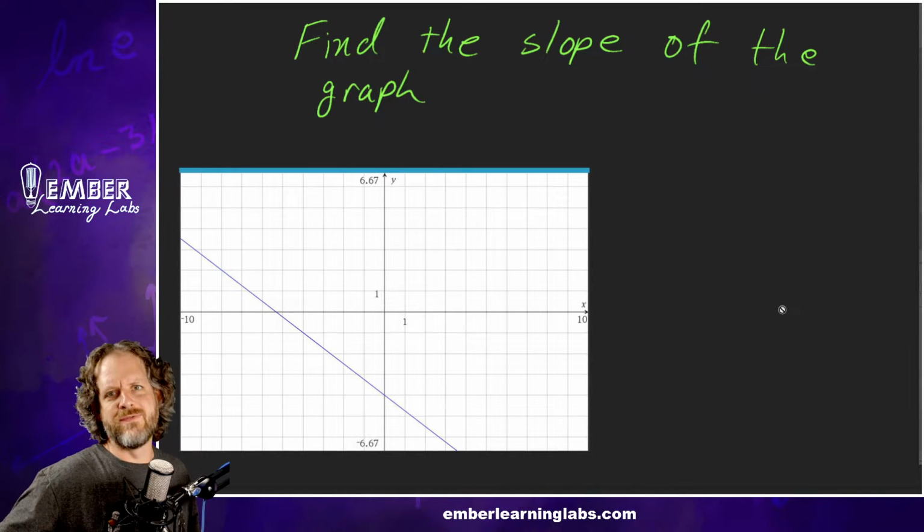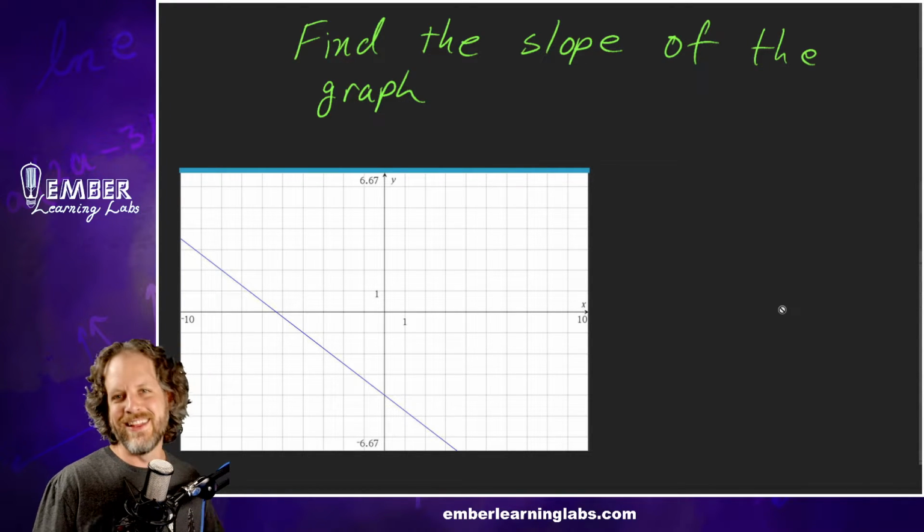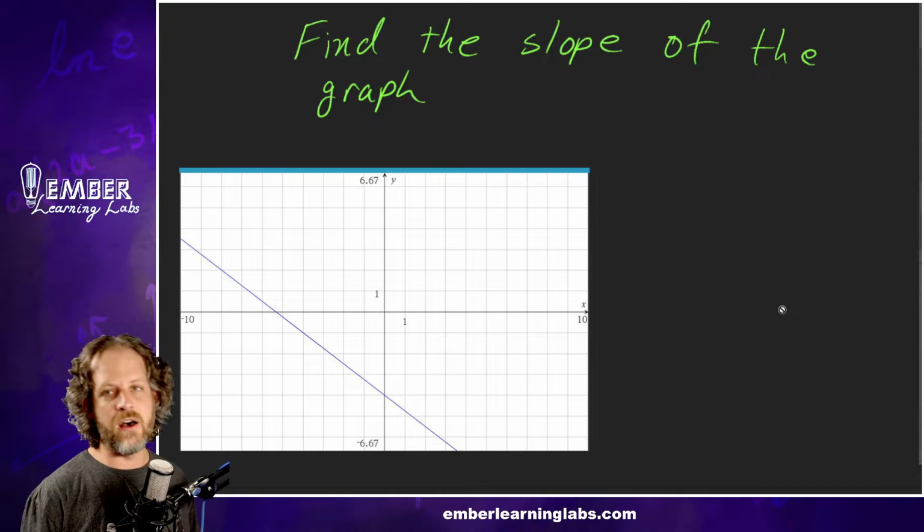We'll do these equations out of order. I forgot that I had two. Anyway, it's fine. Let's do this one first and then the other one next. Okay, so we want to find the slope of this graph.